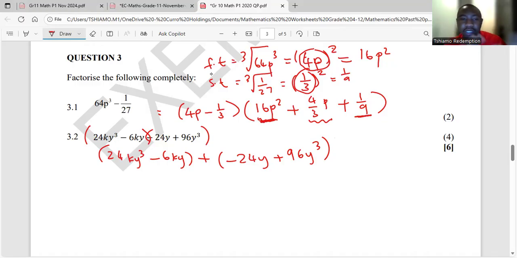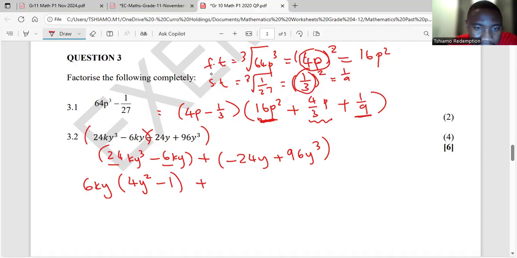First two terms, one bracket, and take out a common factor. What is a common factor? Here there's 6. 24 goes into 6 how many times? 4 times. And then ky. So I'm going to take out 6ky, and then what am I left with? 4k went out, I'm left with y squared minus 1.